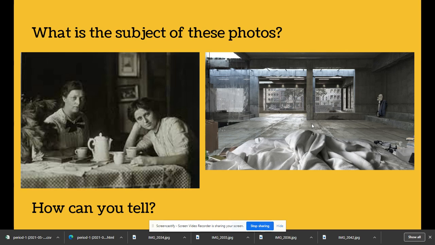Kaylee said the people. Definitely. I could definitely see that. Yes, the people. Anything else? Any other guesses? So if I had to guess, I would say the same thing that Kaylee said.